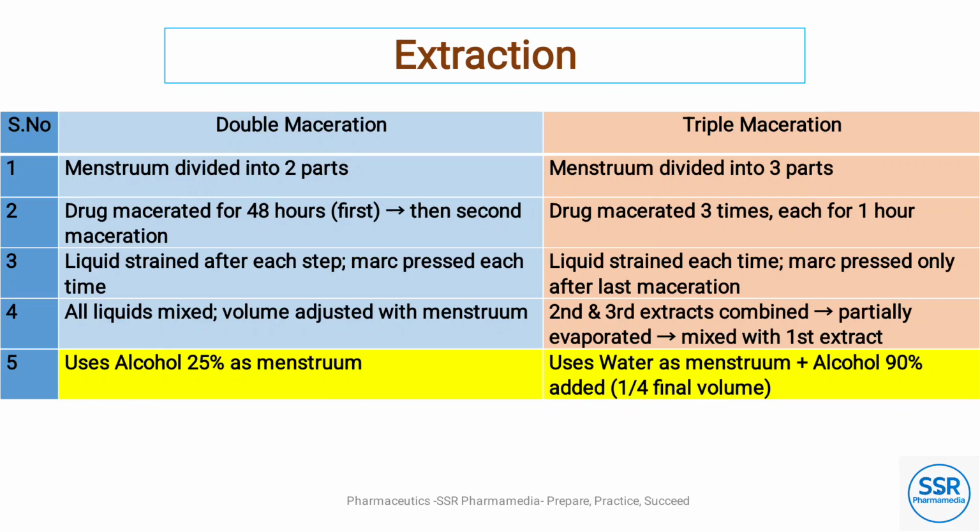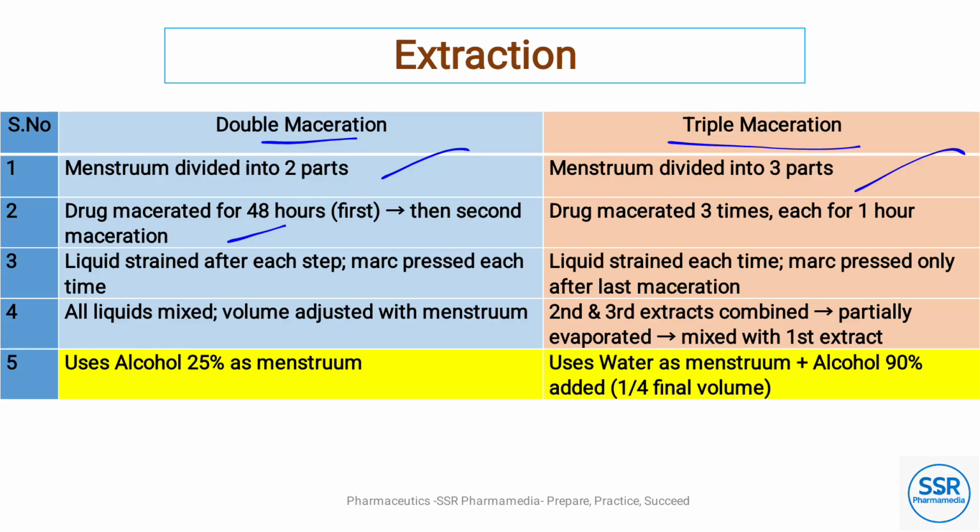Next, we will see the theoretical point of view of double maceration and triple maceration. The last slide was a diagrammatic representation. Now we will see the theoretical representation. In double maceration, menstruum is divided into two parts. Here, menstruum is divided into three parts.